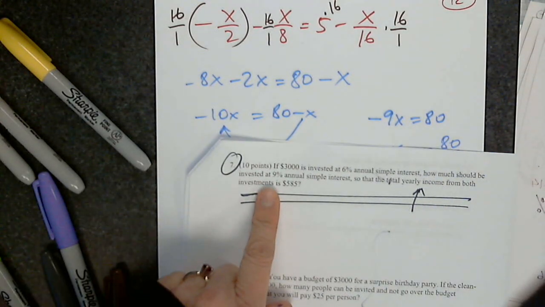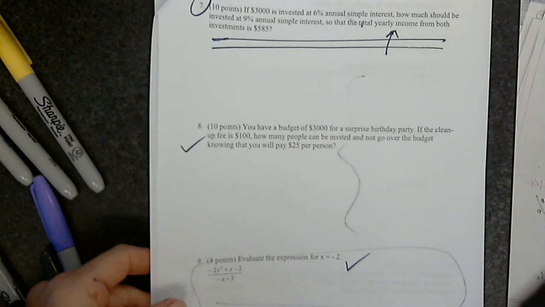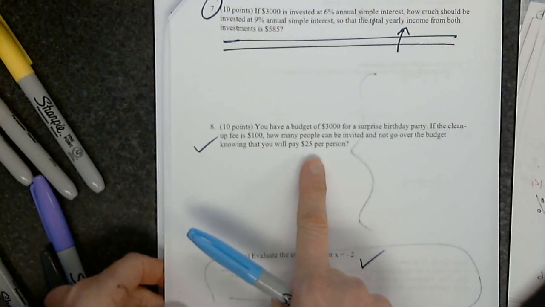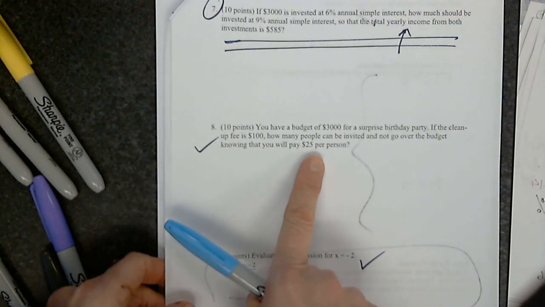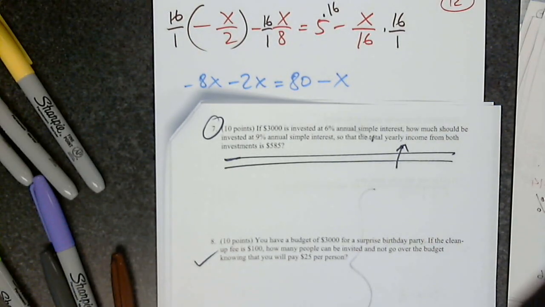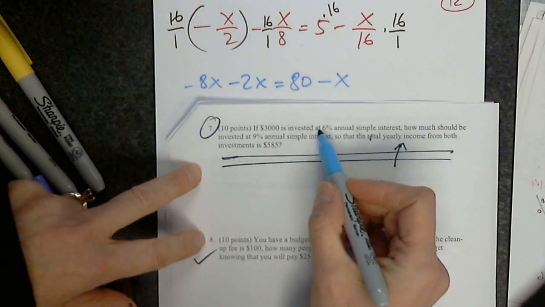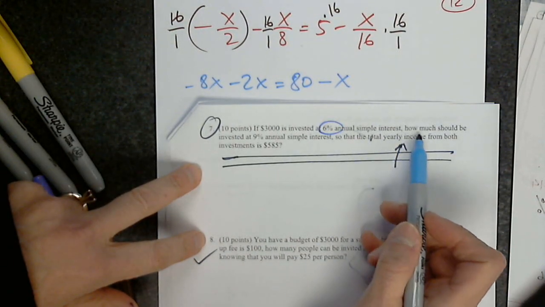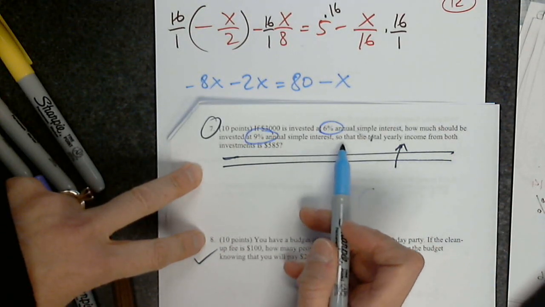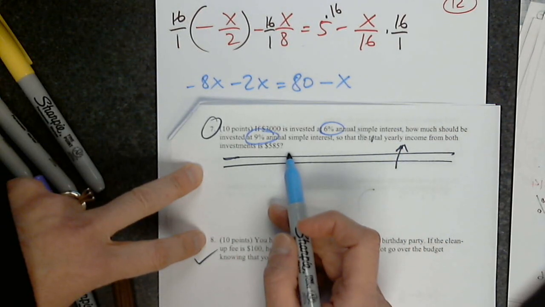So, see how easy this was today? Kirsten had that question. Now see, now you can do this on your own. We don't have to spend the time on this. Thank you again. So let's work on 7. Let's say we have $3,000 and we want to invest it at 6% annual simple interest. How much should be invested at 9% annual simple interest if the total yearly income from both investments is $585?